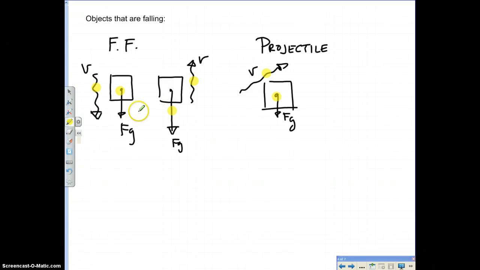What you see that they all have in common is they only have one force acting on them, and that's the force of gravity. And this one is experiencing a lot of gravity, and this one's experiencing less gravity, and this is experiencing even less gravity, because the length of those arrows matter.